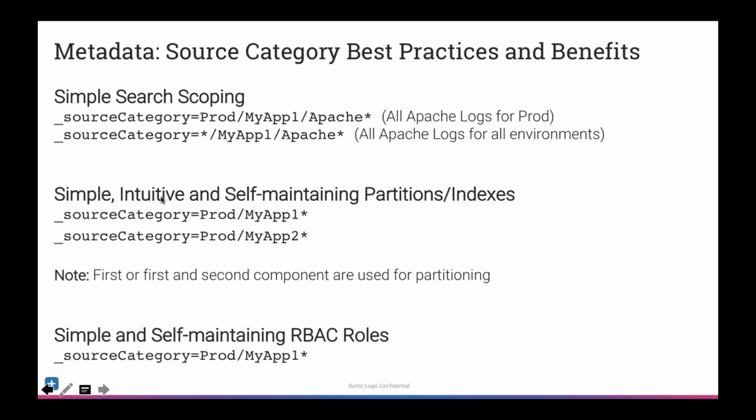Also, later on, I'll talk about creating partitions. Think of partitions as just indexing your data, putting your data in different indexes or different buckets so that they're easily found by the different groups of people that you want. So you can create a bucket that is source category equals prod my app1. That means all the data for app1 is going to go in one bucket, whereas all the data for app2 is going to go in a separate bucket in this example.